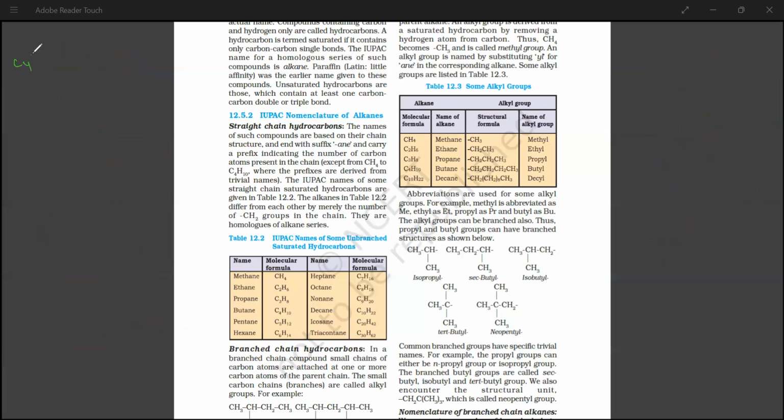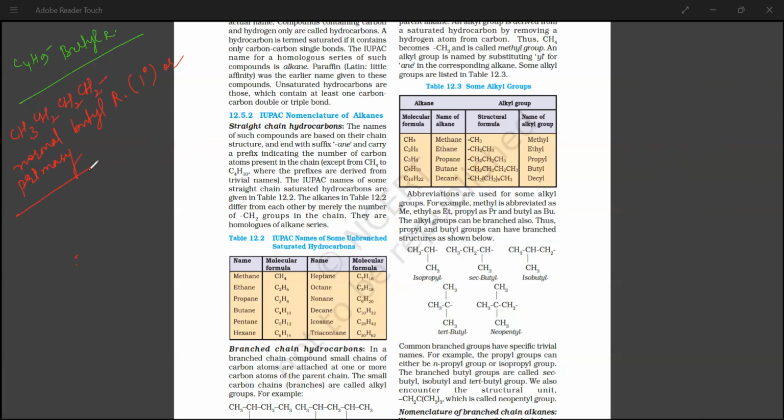Now see, as I already told you, C4H9 is butyl radical. We can write it like this: CH3, CH2, CH2, CH2. This is normal butyl radical. That is 1 degree or primary.